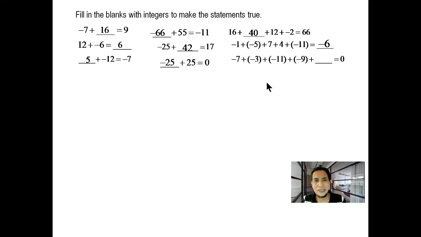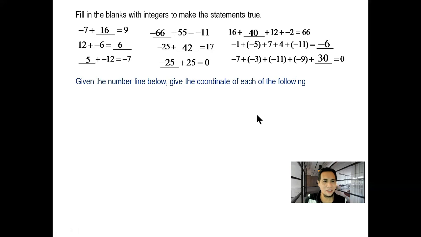Okay, next. Negative 7 plus negative 3 plus negative 11 plus negative 9, plus blank. The answer is 0. So what will be the unknown number? Of course, we will add these negatives, so we combine all the numbers. 9 plus 11, 20, plus 3, 23, plus 7, 30. So we have negative 30. What can you add to negative 30 so that the sum is 0? Obviously, the answer is positive 30. Okay, let's go to the next problem.